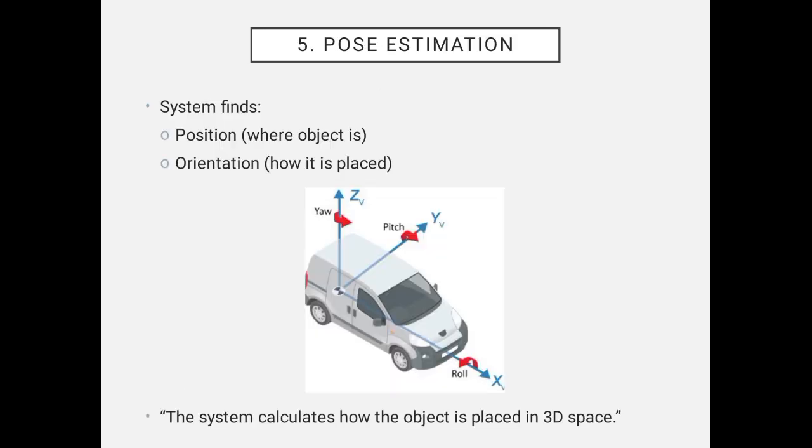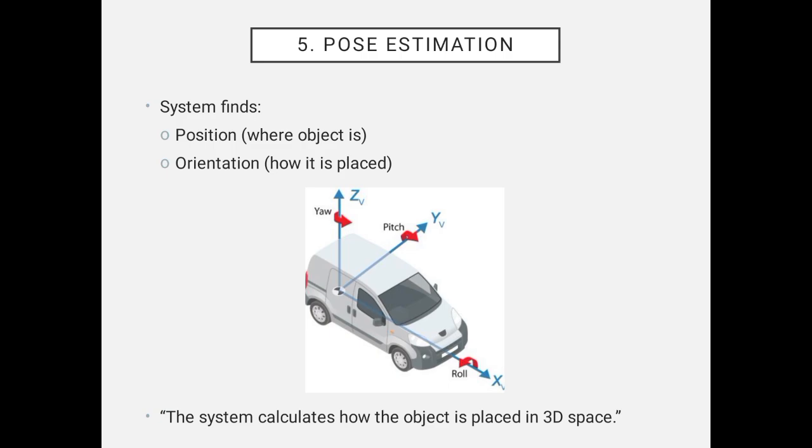The next step is pose estimation. After matching, the system calculates the pose of the object. Pose means position and orientation in 3D space. It determines where the object is located and how it is rotated. This includes 6 degrees of freedom, 3 for position and 3 for rotation.